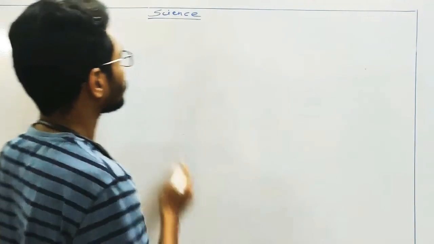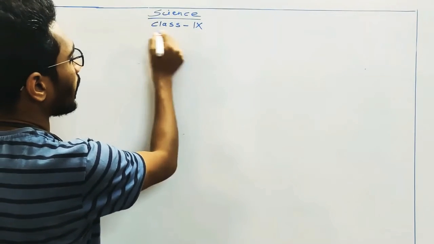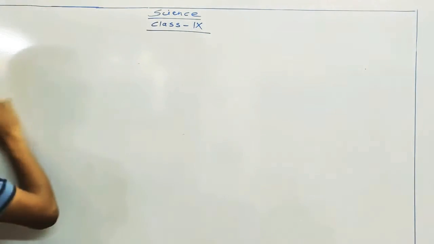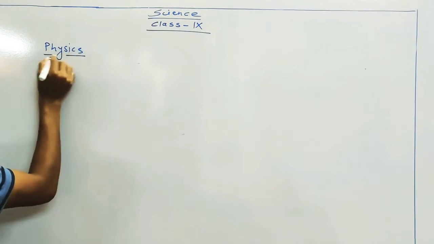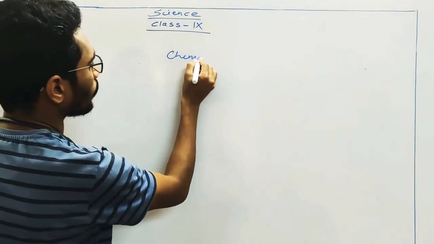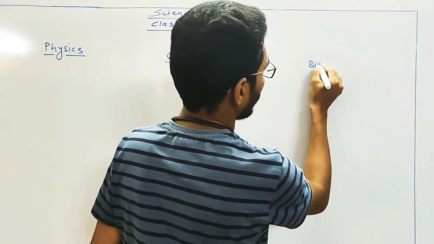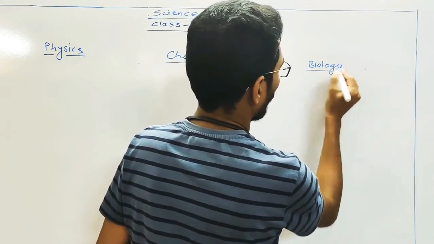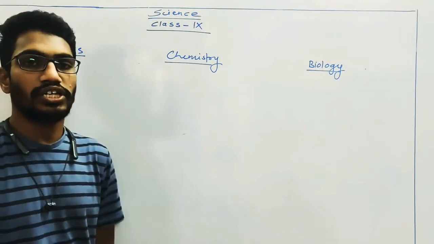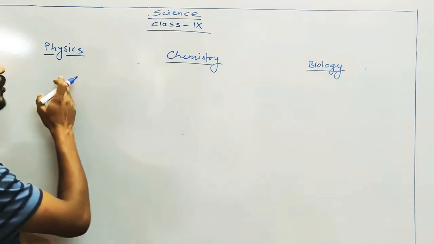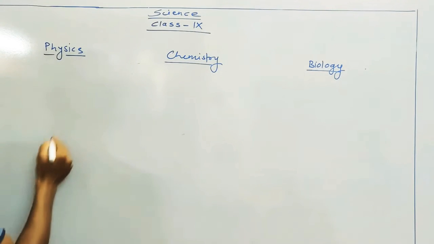Okay, so about your class 9 science syllabus, the syllabus is going to be divided into physics, chemistry and biology. Out of these 3 subjects, physics and chemistry are with me. When we are talking about physics, chemistry and biology, your syllabus is going to be divided in this way.